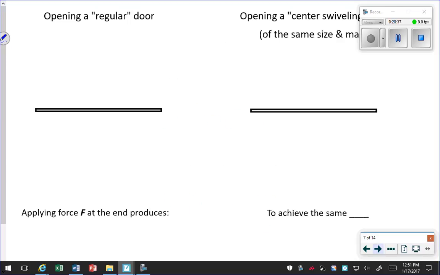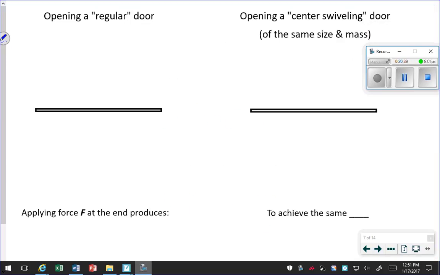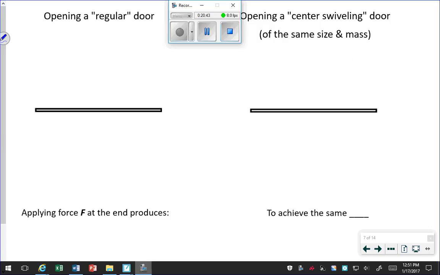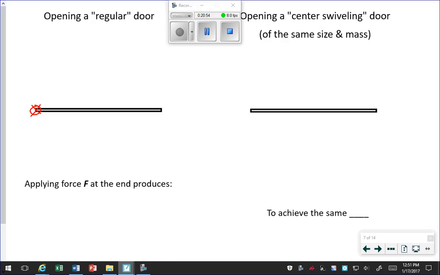So a couple of looks at application sort of stuff. Let's say we're going to open a regular door, and by regular I mean there's a hinge at the edge. All right, and if we apply a force F at the end of the door, you push here. Let's say this door has a width W. Applying a force F at the end produces, well, you can probably answer that a couple of ways.